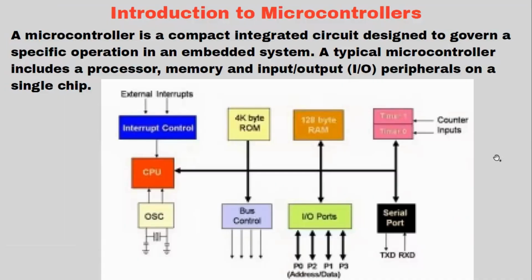Introduction to microcontrollers. So what is a microcontroller? A microcontroller is a compact integrated circuit designed to govern a specific operation in an embedded system. So please remember, we are studying about embedded system boards. On an embedded system board, we have a microcontroller. A typical microcontroller includes a processor, memory, and input, output, I/O peripherals on a single chip. That is, inside a black color single chip, you have all these peripherals inside.